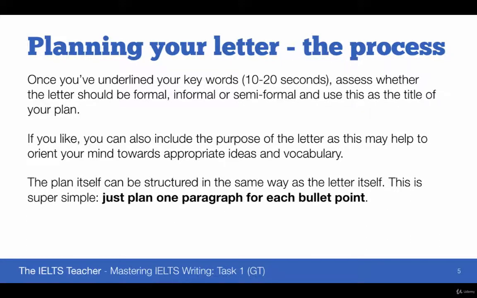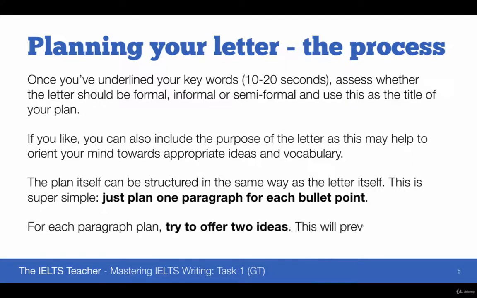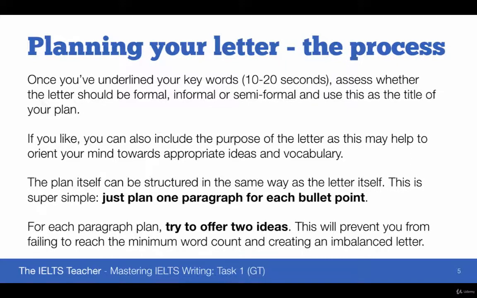The plan itself can be structured in the same way as the letter itself. This is really, really simple. Just plan one paragraph for each bullet point. We'll look again in a moment at what that looks like. For each paragraph plan, try to offer 2 ideas. This will prevent you from failing to reach the minimum word count if you only thought of one idea, and creating an imbalanced letter if one of your paragraphs is very long with 2 or 3 ideas, and one paragraph is very short with just 1 idea. So try to offer 2 ideas for each paragraph plan.